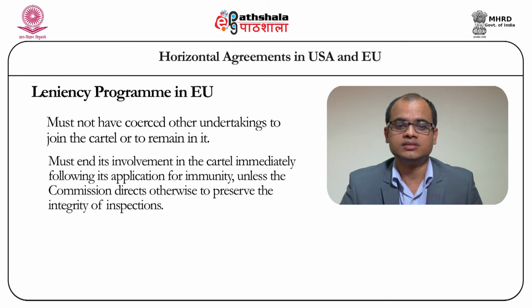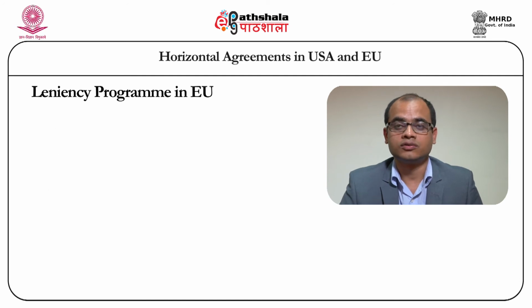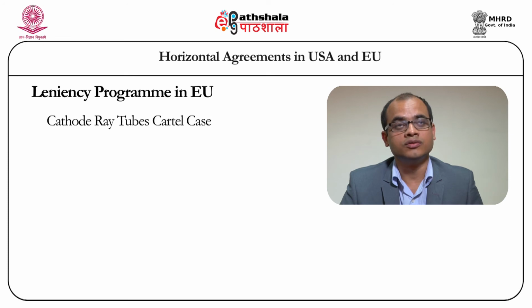So the leniency program has really helped in the detection of some of the cartels. If we take an example of the cathode ray tubes cartel, in 2012 the European Union Commission imposed a heavy fine on 7 producers of cathode ray tubes.